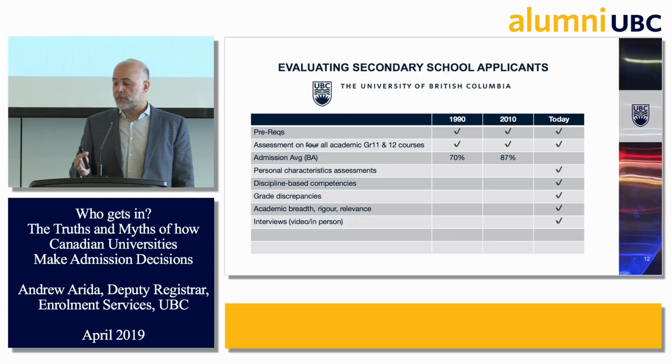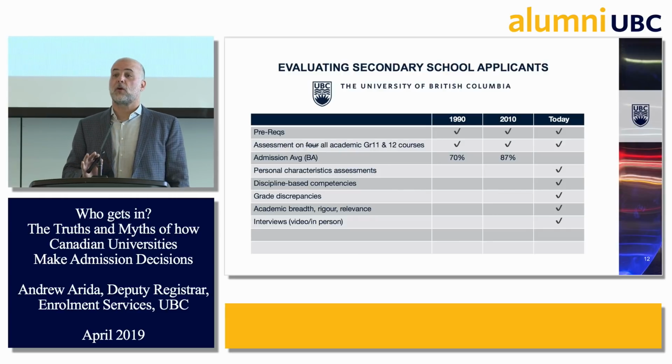We still look for prerequisite courses, but now we're looking at your grades in all your grade 11 and 12 classes because every course you take in high school can have an impact on your admission to university. We look at personal characteristics, things like how you show yourself to be a self-reflective learner, how you answer questions about things that have changed your perspective.